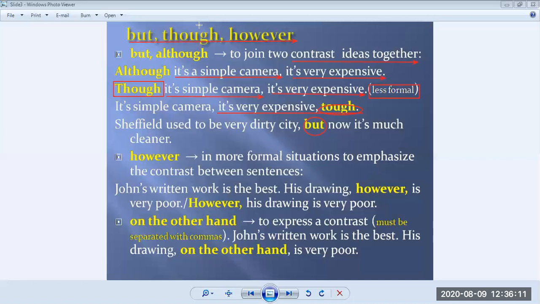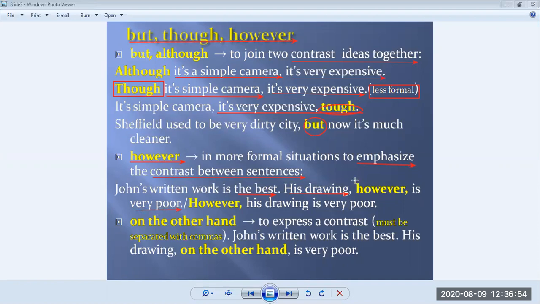Okay. So now the next one, have a look at this one. However, in a more formal situation, to emphasize, it is more formal, and it emphasizes the contrast between the sentences. That means we are highlighting the contrast idea, which is contradictions. Okay, for example here, John's written work is the best. His drawing is very poor. You see that? Here is the best, here is very poor.